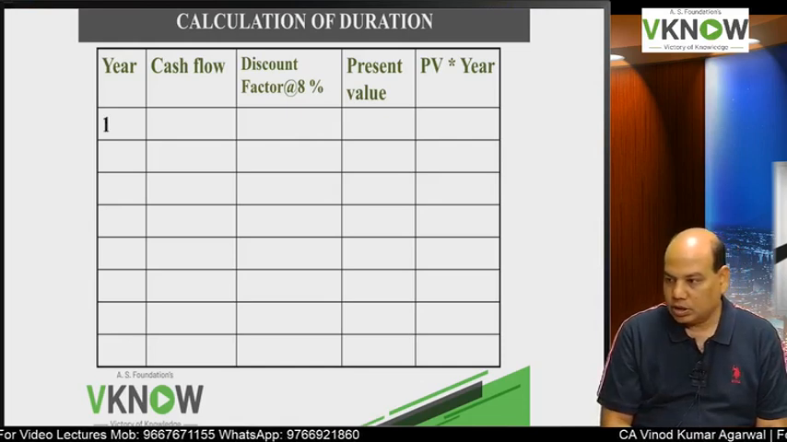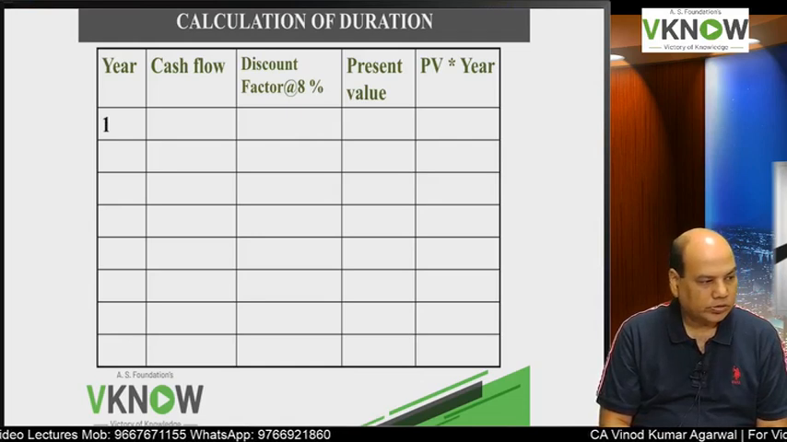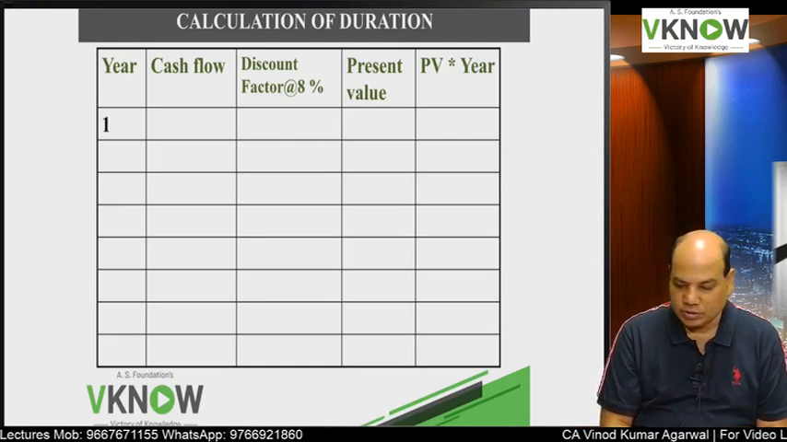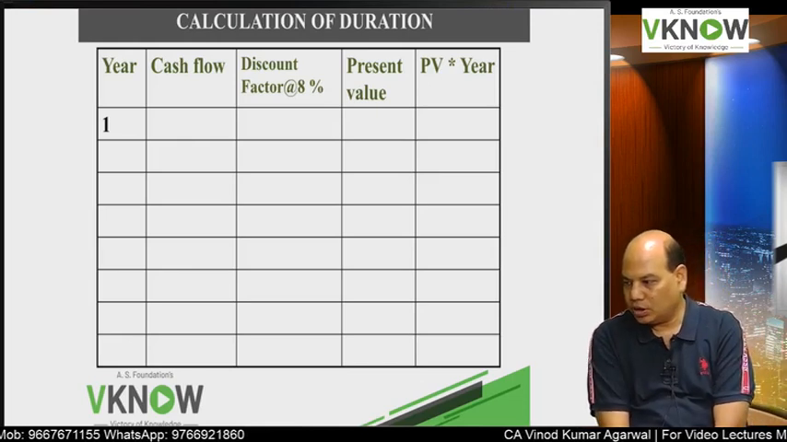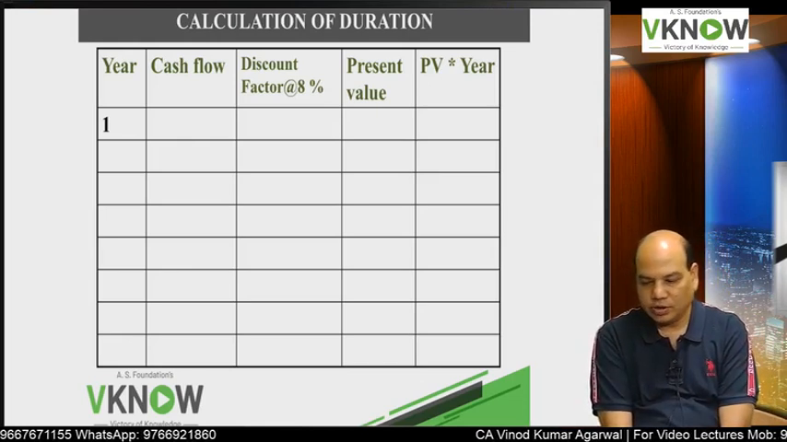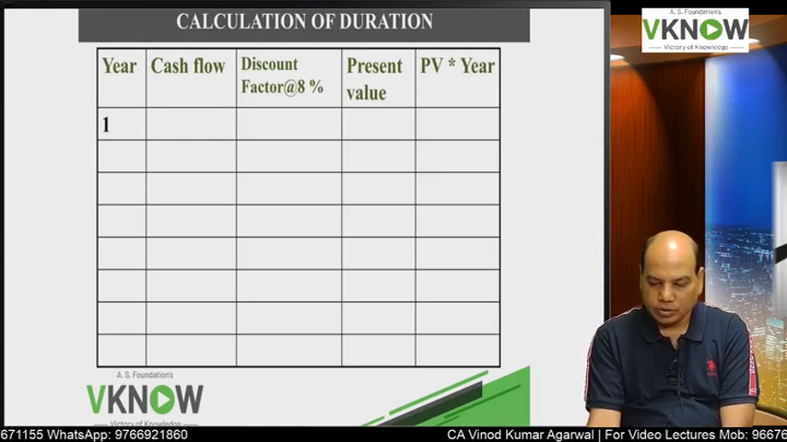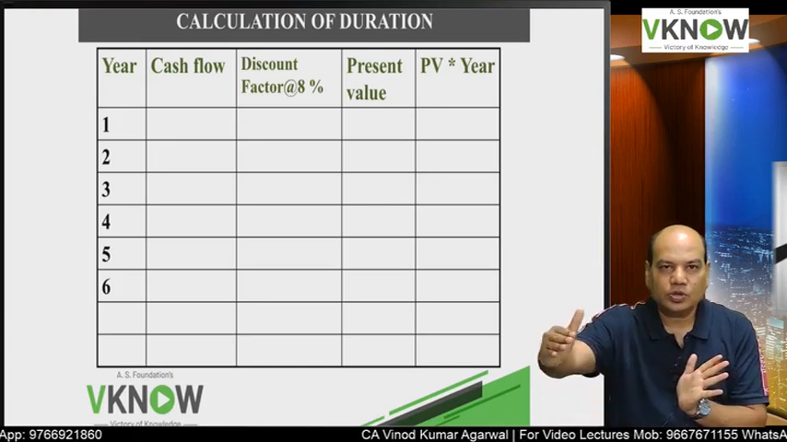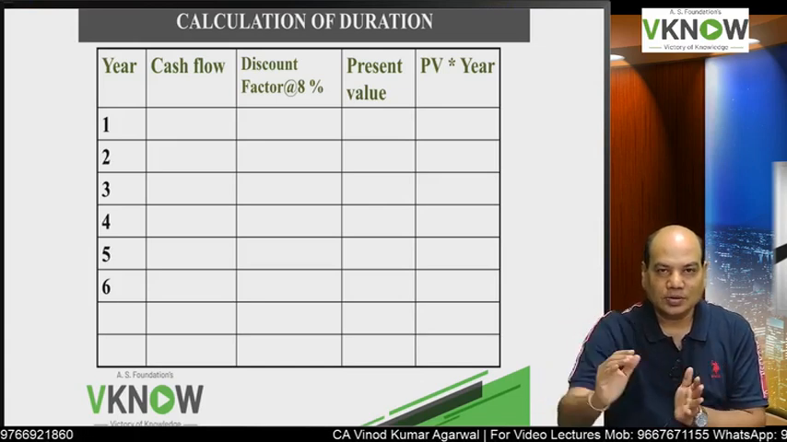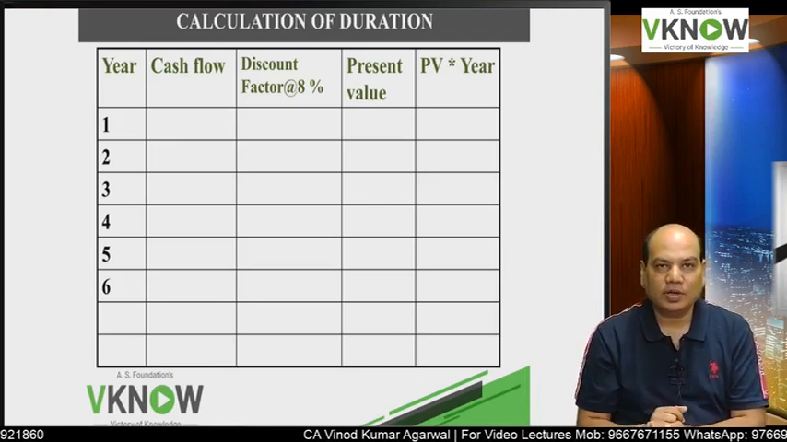Year, cash flow, discounting factor at 8%, present value into year, present value into year. First write down year 1, 2, 3, 4, 5. The total term to maturity of the bond is 6 years. We want to hold it for 5 years and then sell it.